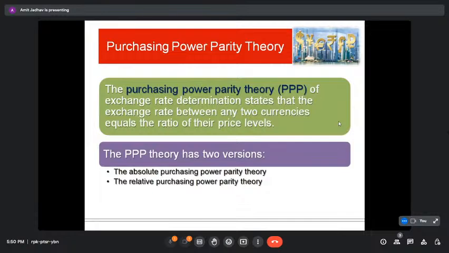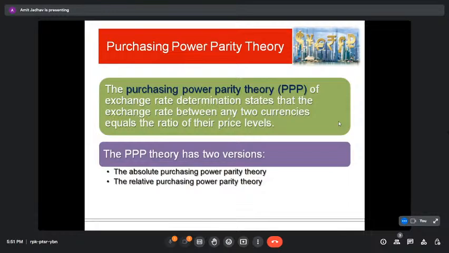Next, we have the purchasing power parity theory, known as PPP. This theory of exchange rate determination states that the exchange rate between any two countries equals the ratio of their price levels. So in determining the exchange rate through this theory, they consider the price level of different countries. Through that, we are considering the inflation level also.